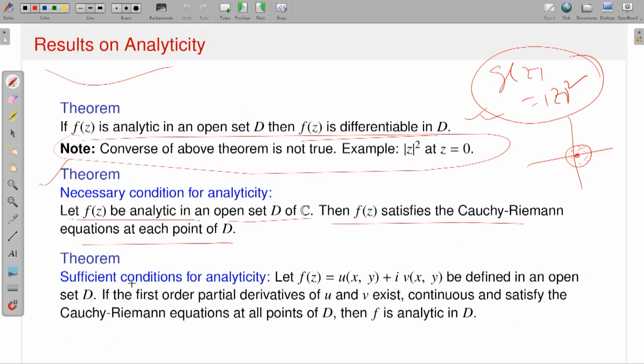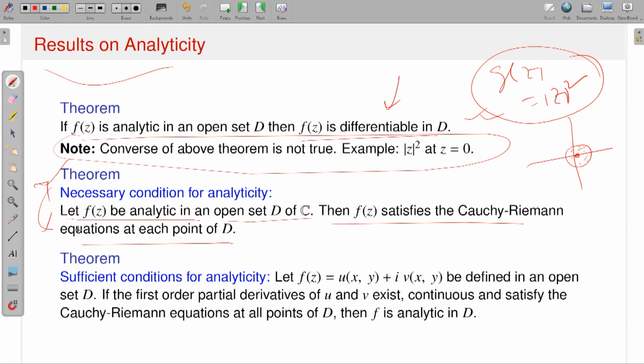Okay, so therefore you just remember the definitions. Now look at this theorem. If I assume that my function is analytic on an open set, that means my function is differentiable at each point, which is actually a theorem. But what is the necessary condition for differentiability? If I have a function which is differentiable, it should satisfy the Cauchy-Riemann equations. And since analyticity implies differentiability at each point, it is expected that the Cauchy-Riemann equations should be satisfied at each point. And that is the necessary condition for analyticity.